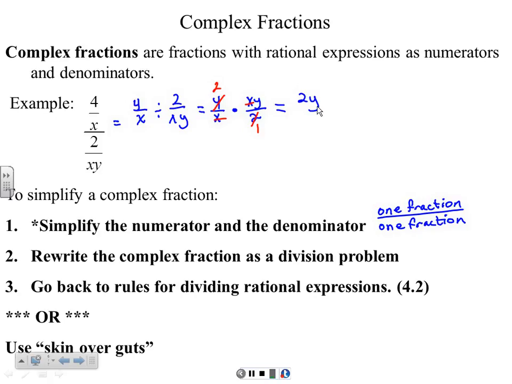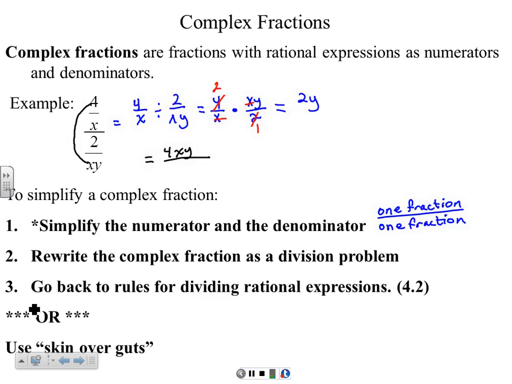Now, there is a little trick to these complex fractions, and I call this skin over guts, because if you take your body, your skin is on the outside and then your guts is on the inside. And so to do skin over guts, what you're going to do, and I'll do this in black so that you'll see what we're doing. So skin, that's going to be the outside two numbers. So you're going to multiply those two numbers together. So if you have 4 times xy, you're going to get 4xy.